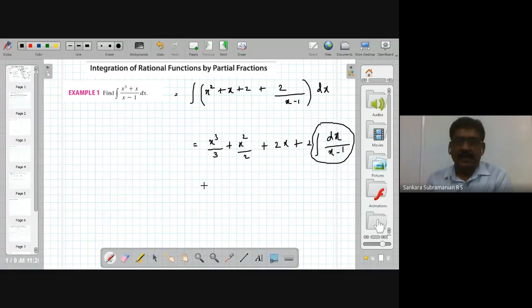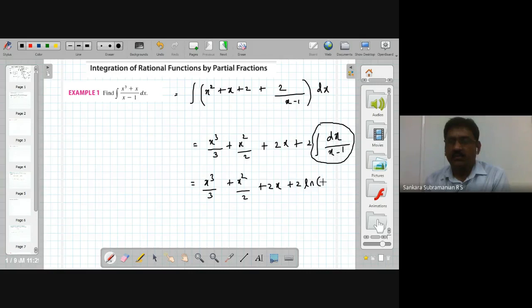Sometimes you may need to adjust something. Here there is no adjustment, because in differentiating x minus 1, the minus 1 becomes 0, and differentiating x, you get dx. So log of x minus 1 is the answer for the last term. Therefore, this is x cubed by 3 plus x squared by 2 plus 2x plus 2 times ln of x minus 1, plus a constant of integration in the last step.